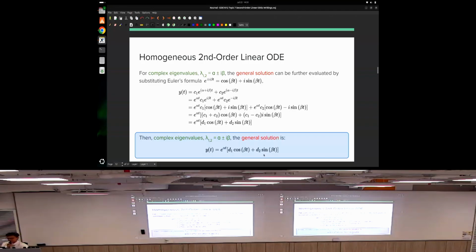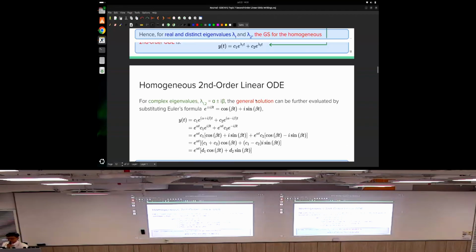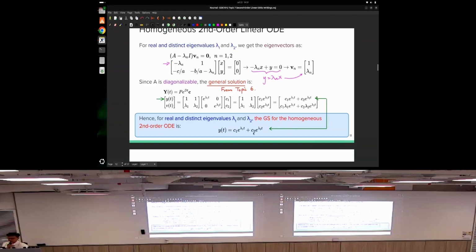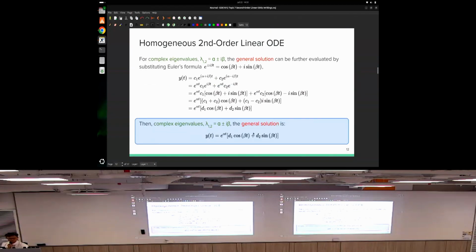Now notice that the first expression is only an exponential term. So no vibration, because you cannot vibrate without sinusoidal terms. Exponential terms basically just decay to 0 or go to infinity. The second solution, the second blue box, for complex eigenvalues, you see some vibration.